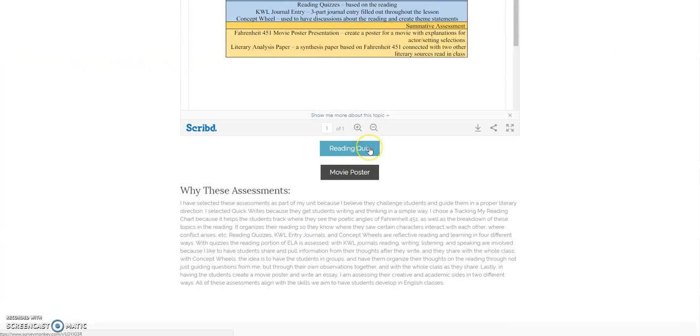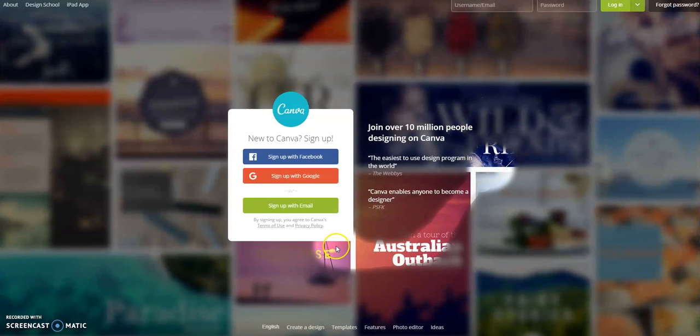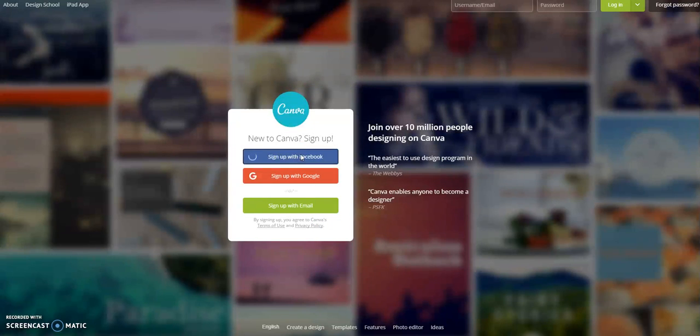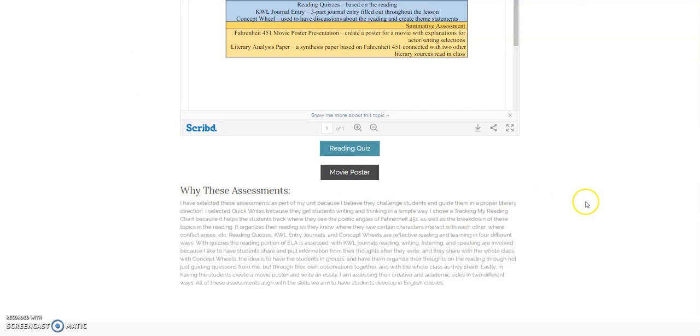Then here I have links to the reading quiz and then a website to make the movie poster. It's called Canva, and it's similar to Weebly. We can open it in the other link. It's super easy to use. I logged in with Facebook, and it's just really simple, and there's so many things you can do, and it's free. Or most of the parts are free, but it's pretty cool. I thought it was an interesting website to use.